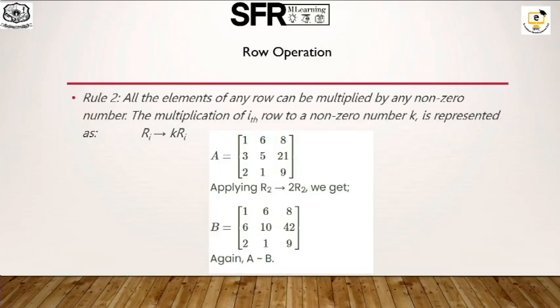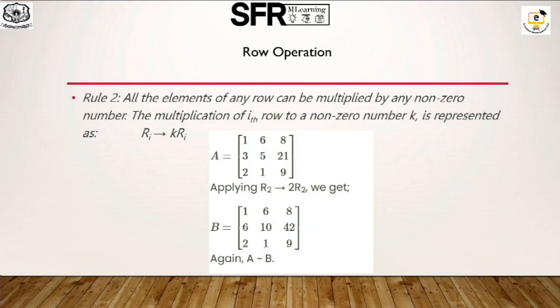Here we are applying the second rule, that is, the elements of any row can be multiplied by any non-zero number. Here we are multiplying the number 2 with the second row. Therefore, we obtain the matrix B with no change in the first row. B contains the first row same as matrix A. In the second row, the elements are 3, 5, 21, so we multiply 2 with these 3 elements.